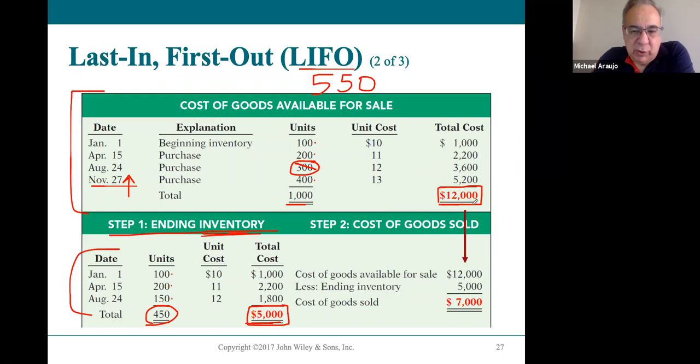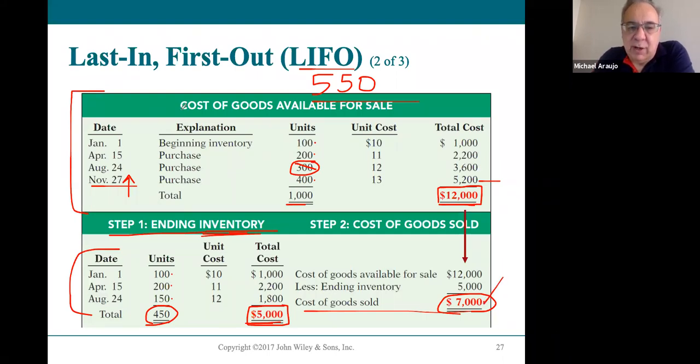Well, if you started with 12,000 of inventory and you have 5,000 left, you sold the rest, 7,000. How can you prove that you sold 7,000? Well, you can prove it by looking at the 550 you sold. 400 at 13, so you sold all of these. These are sold, and you sold half of those, so half of these. So 5,200 plus half of this is 1,800, gives you the 7,000. That's how we know we did it right.